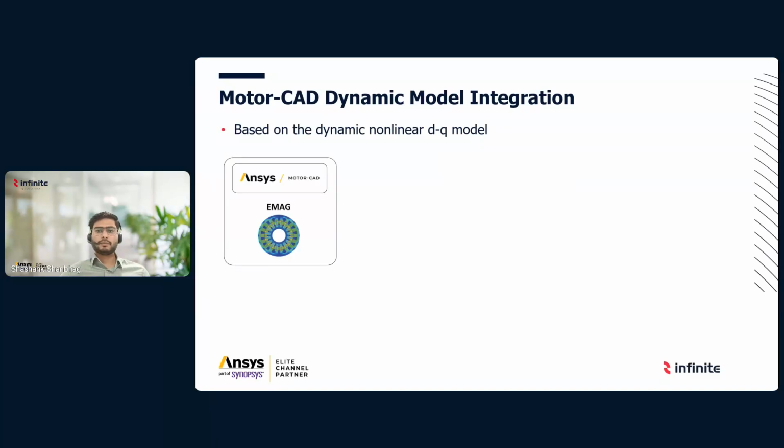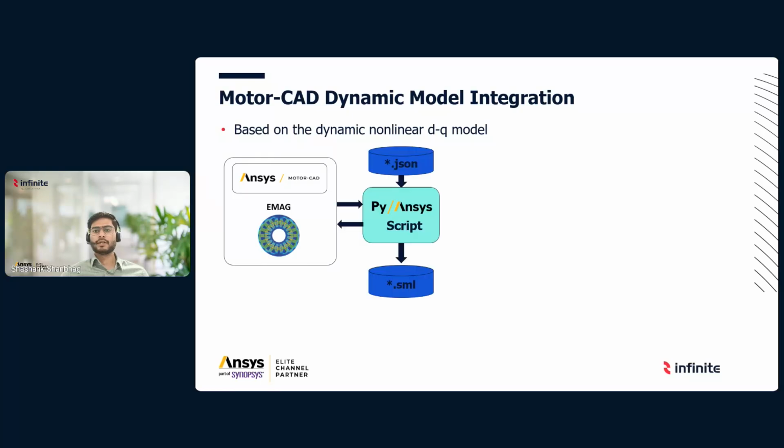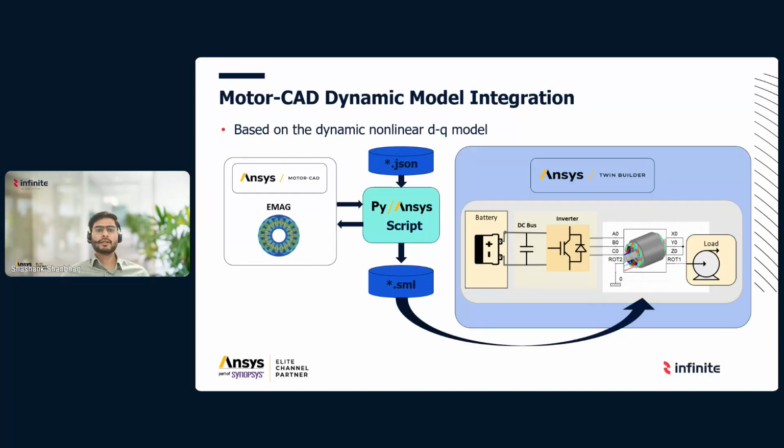So for dynamic model integration, for bringing in the EMAG into the lab module, as previously mentioned, you can make use of the Python script provided on the PyAnsys web page and extract the SML file to easily integrate it into the Twin Builder environment. This example shown here is based on a dynamic nonlinear DQ model. It can be used to connect to the inverter and battery and also a mechanical load, and look at the transient behavior and dynamics of the electric machine.